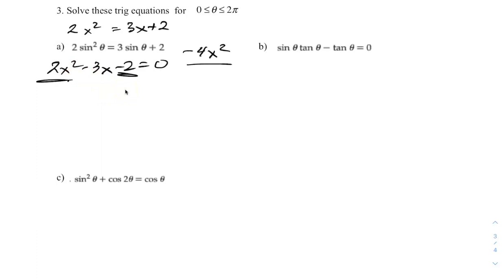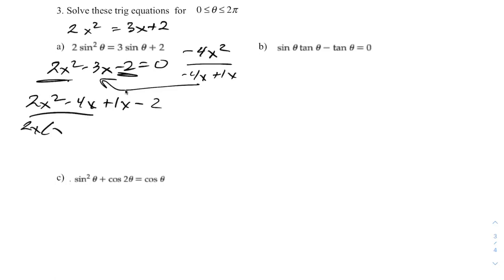Find two things that multiply to get negative 4, but I have to get negative 3. So negative 4x and 1x. Sub it in for the middle: 2x squared minus 4x plus 1x minus 2. These have a 2x in common.